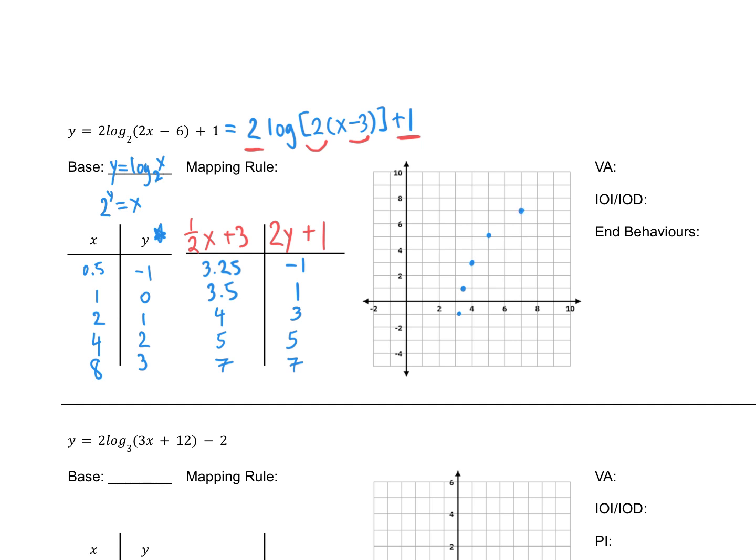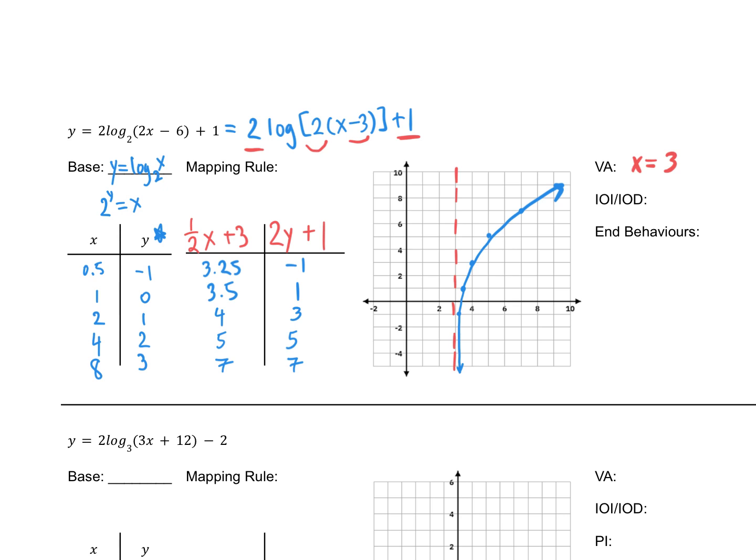Now where would my vertical asymptote be? Well, the function moved to the right 3, so did the original asymptote. So it is at x equals 3. And now we can connect our dots to draw this function.